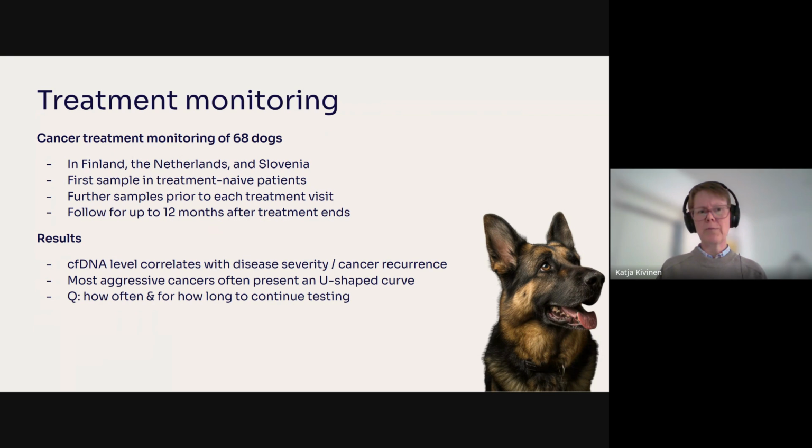For this last case, we've run a collaboration in Finland and with our friends in the Netherlands and Slovenia. And so far, we have done this for 68 dogs. So the first sample has been taken in a treatment-naive patient when they arrive. We already know at that time which type of cancer they have. Mostly this has been either lymphomas or mast cell tumors or adenocarcinomas, but there have been a few cases of other types as well. So hemangiosarcoma, osteosarcoma, melanoma, soft tissue sarcoma, I think.